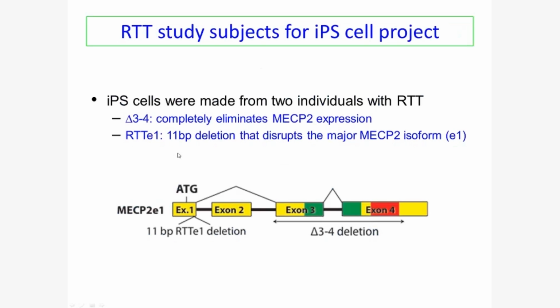And so in the data that I'm going to be discussing later on in subsequent slides, we're using iPS cells from 2 individuals, or at least for the work done in the laboratory of Dr. Ellis. These individuals include one female who has a disruption of exons 3 and 4 of one of her MECP2 alleles, as well as a second individual who has an 11 base pair deletion within exon 1 of MECP2 that specifically disrupts the E1 isoform of MECP2, which is the dominant isoform within the brain.